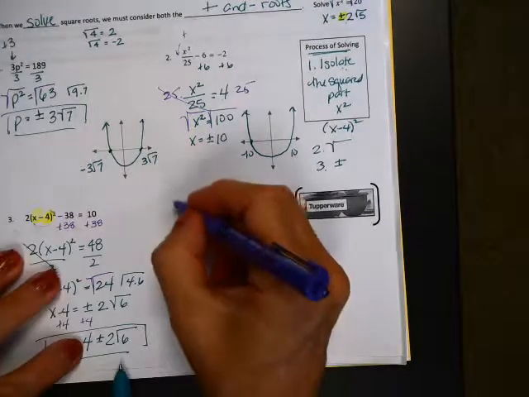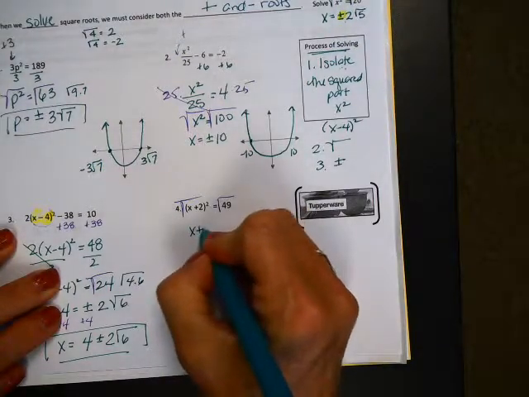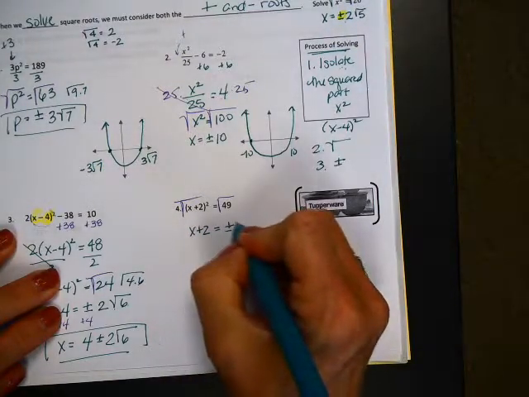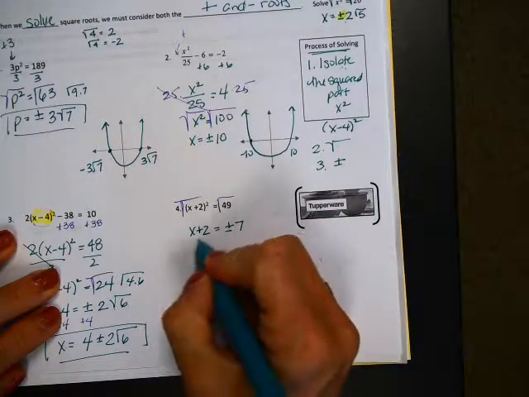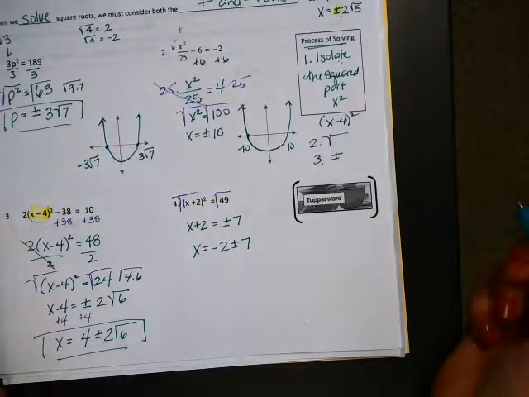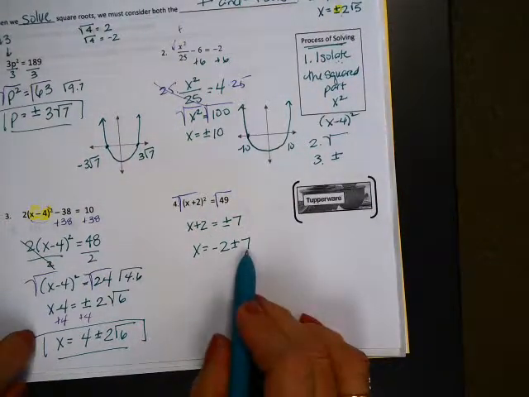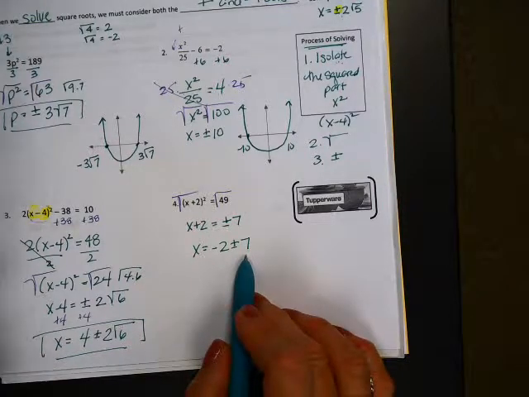Alright, so square root, x plus 2 equals plus or minus 7. So x equals, subtract 2 over. Now, does this have a square root in it? No, this one doesn't. Can I combine these? Yes. You're going to get 2 answers.